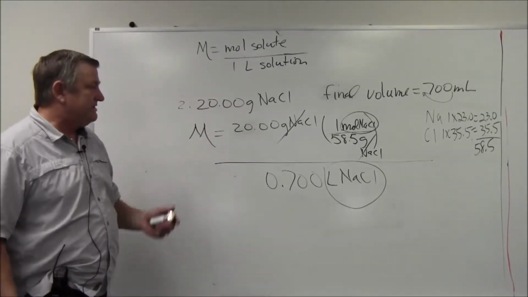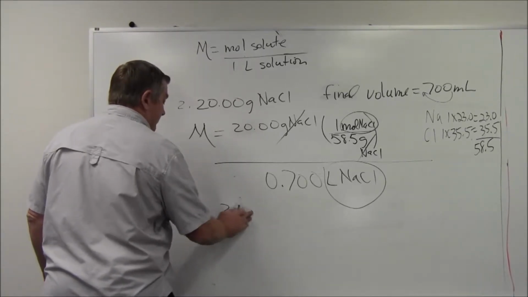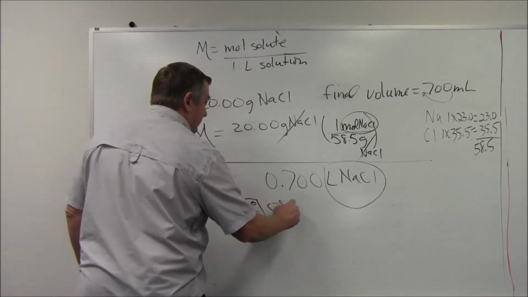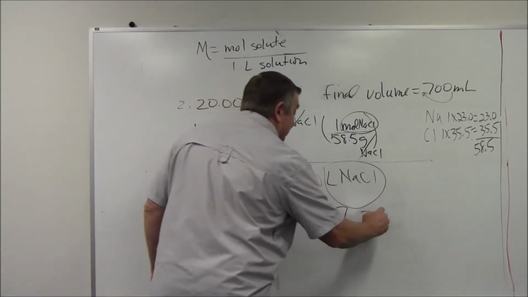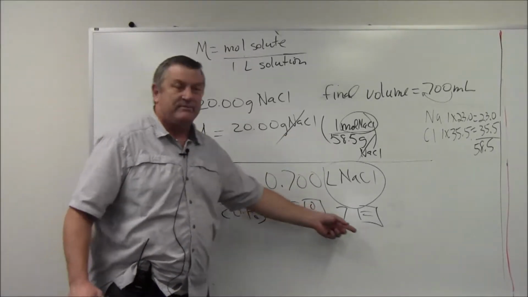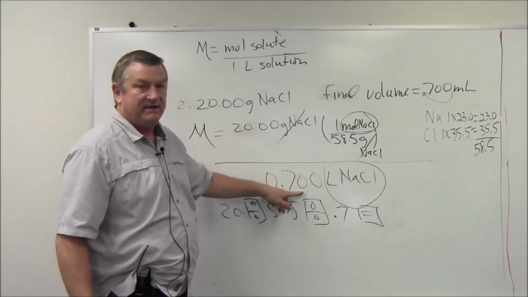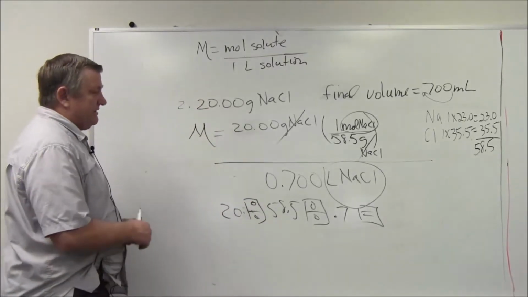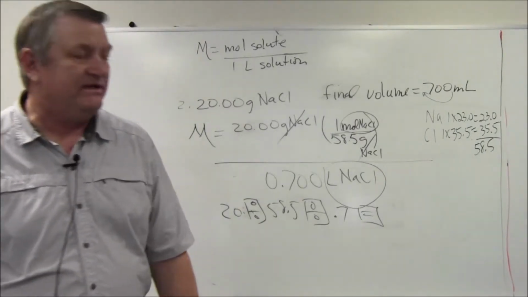So once we do this calculation, we'll have the molarity of that solution we made, and it'll be 20 divided by 58.5 divided by 0.7 equals. Because remember, whenever you go down on your calculator, we only want to push the equal sign once. So here we're going down, so it's divided by, and here we're going down again, so it's divided by. So it's 20 divided by 58.5 divided by 0.7, and that'll be the molarity of our solution. And let me get my calculator so I can give you the answer of that.